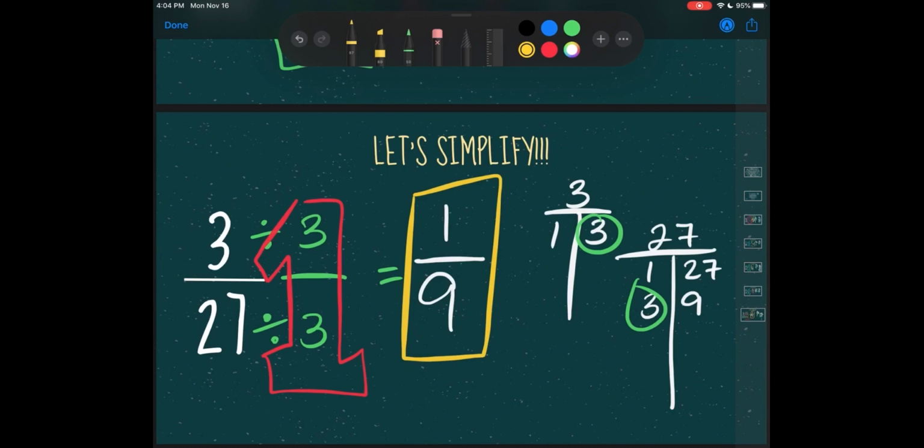I know that this is in simplest form, that this is simplified because I have a 1 as my numerator. Remember when we were talking about our rules yesterday? That if I've got 1 as my numerator, that it's definitely a fraction I can't simplify, right? Because 1 can only be divided by 1, and dividing by 1 isn't going to change anything. So 3/27 is equivalent to 1/9.